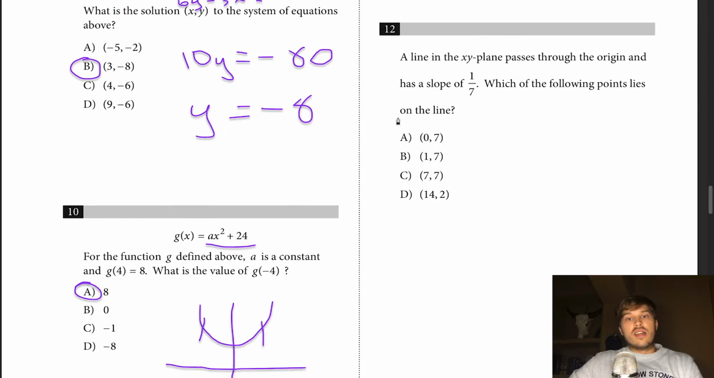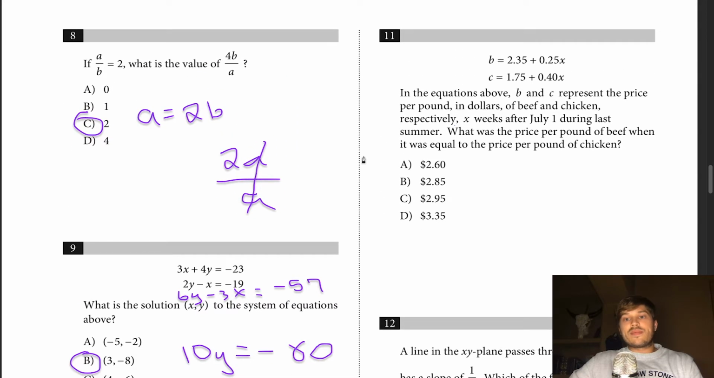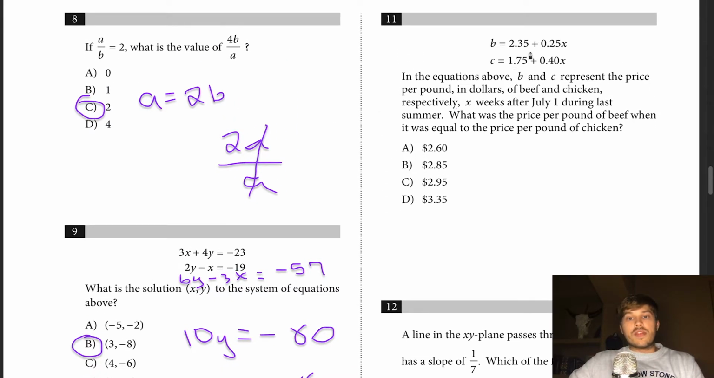Excellent. Let's look at number 11. So again, we have a system of equations, and what's the question? It says, what is the price per pound of beef when it was equal to the price per pound of chicken? So we're looking for the price of beef whenever it equals the price of chicken. So these two expressions are equal to each other. Okay, what does that mean if they're equal to each other? So what's the difference of 235 and 175? Well, that's 60 cents, so 0.60.